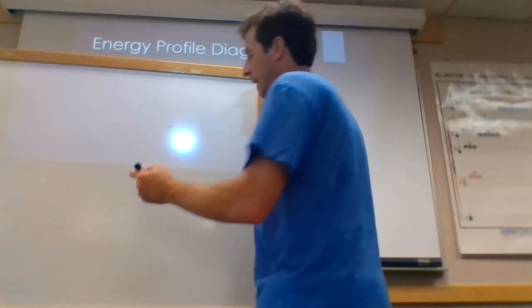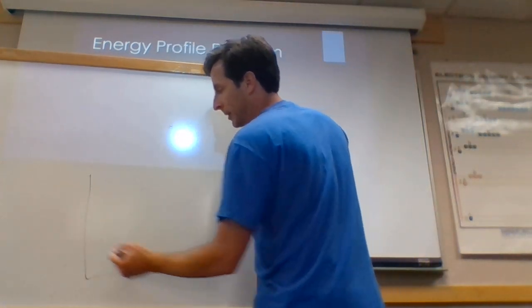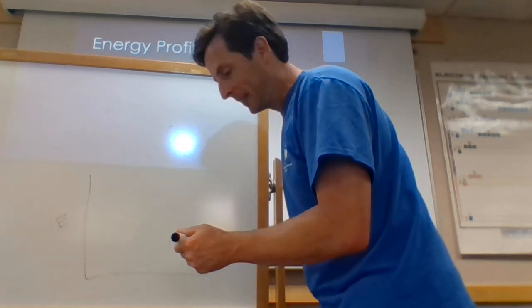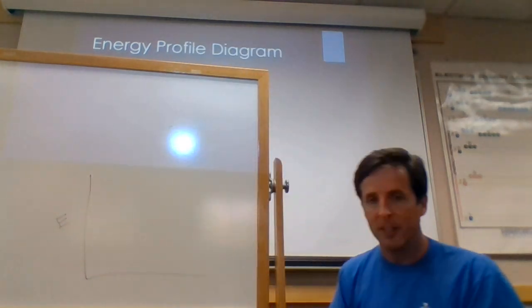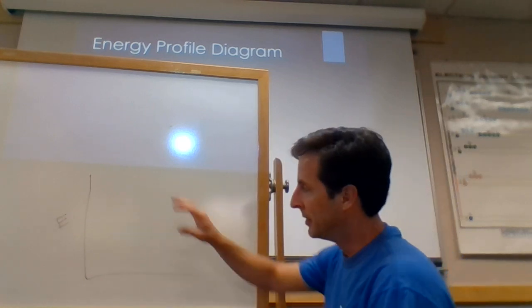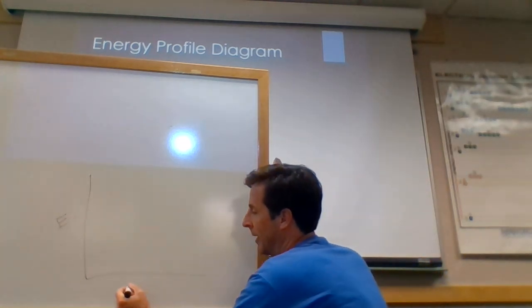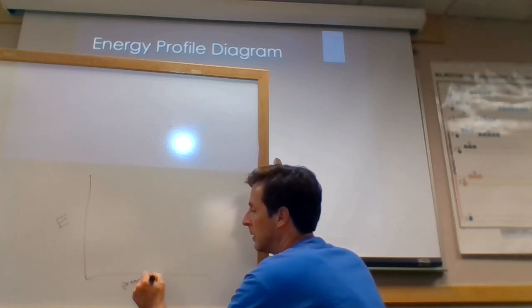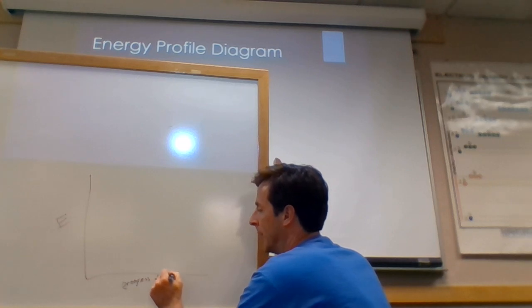where, again, you always have to have your axes. You're going to have some form of energy on the y-axis. Sometimes it's called free energy, sometimes it's called internal energy. There's different ways of labeling it, but it's energy on the y-axis and it's progress of reaction on the x-axis.